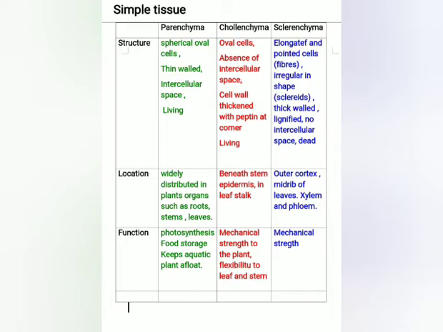Next is collenchyma. Collenchyma cells are either circular, oval, or polygonal in shape and are living in nature. They are joined together without any intercellular space. They are thickened at the corner due to the deposits of additional wall matter such as cellulose and pectin. They mainly provide mechanical strength and flexibility to the leaf and stem.